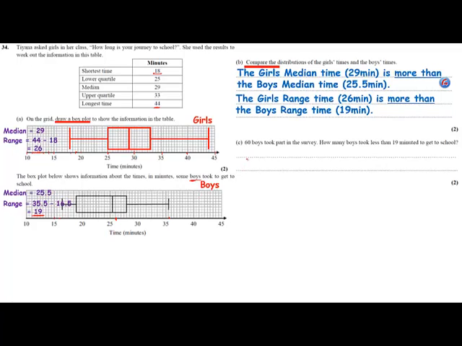Let's look at part C. 60 boys took part in the survey, so there were 60 people all together. How many boys took less than 19 minutes? Okay, that should have said minutes. Okay, scrub that, to get to school.